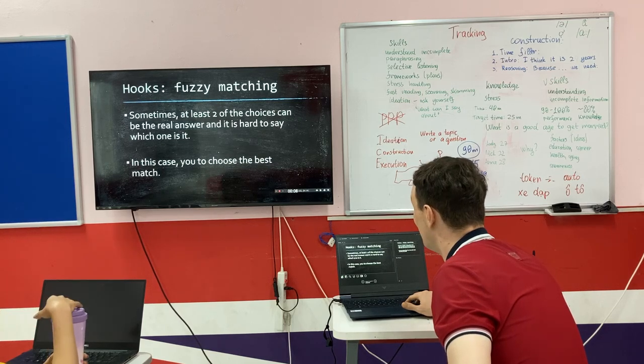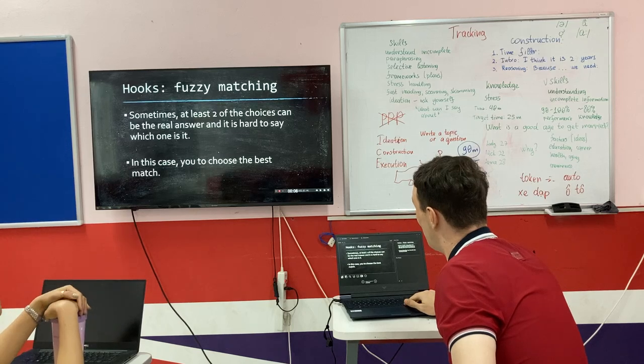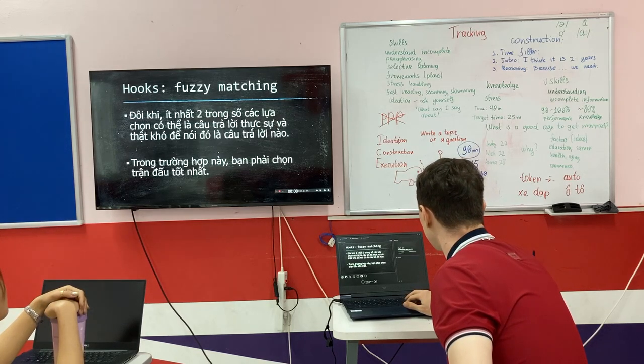And fuzzy matching again. So usually it's 2 choices, where one is better than the other, basically.